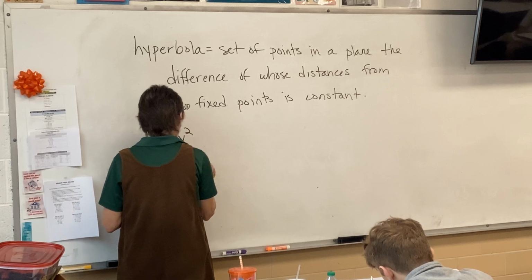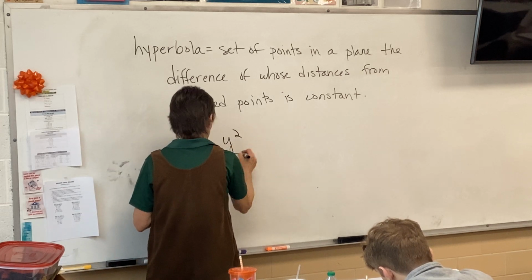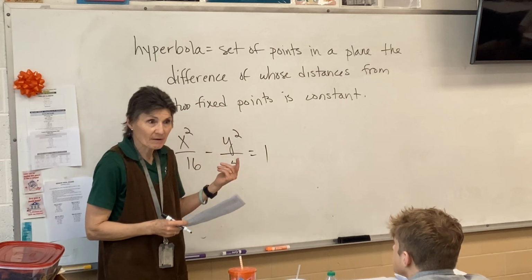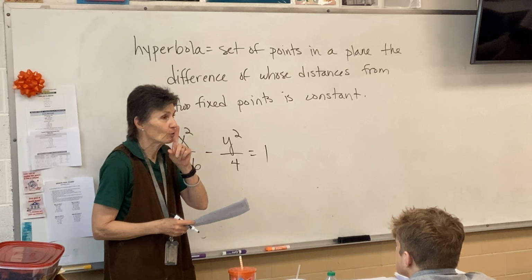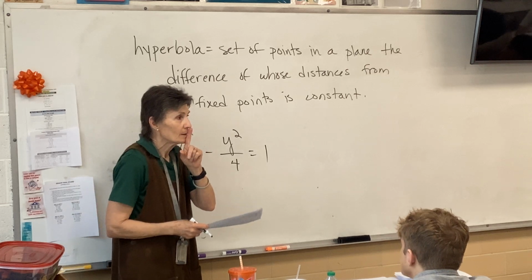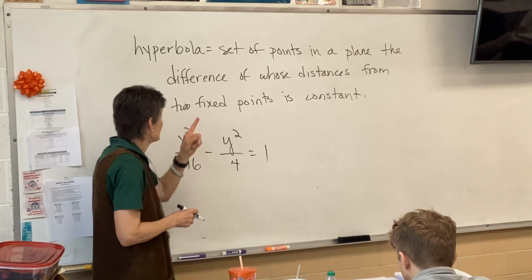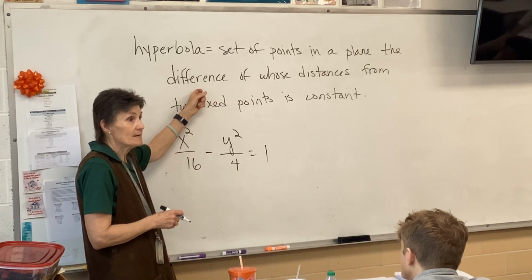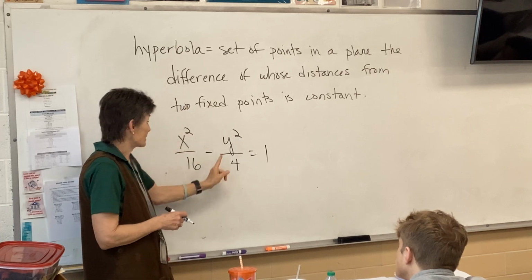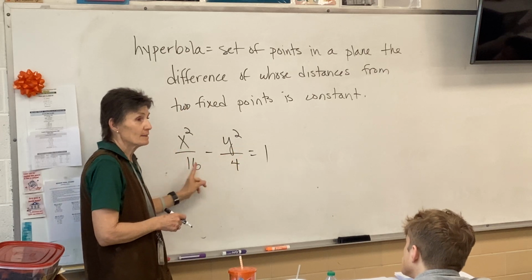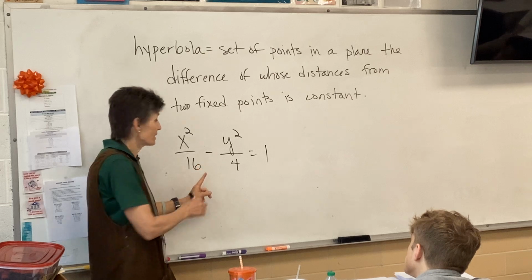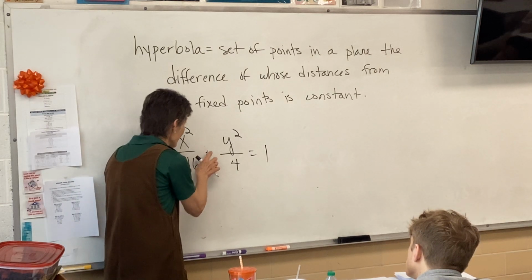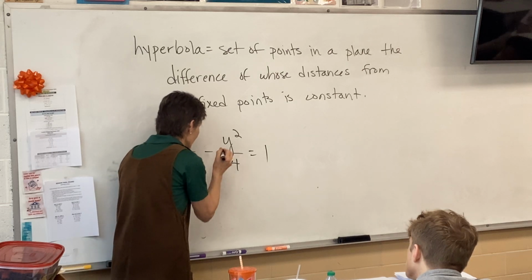Does any of that sound familiar to you? Isn't it the same as the ellipse definition? Except what? Do you remember what's different? In the ellipse definition, it says the sum. That's a sum. Now it's a difference. Look at this equation. Does this look like yesterday's equations? Yesterday's equations look like that, didn't they? Now they have a minus in there. They're a difference.